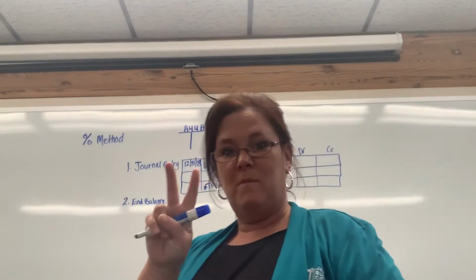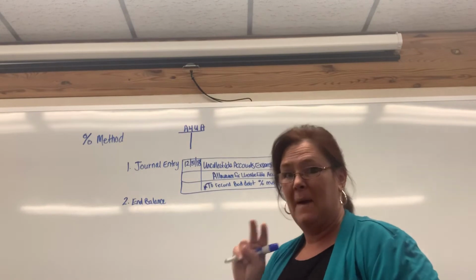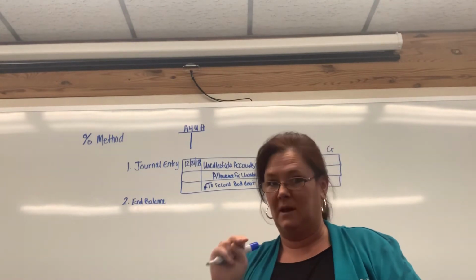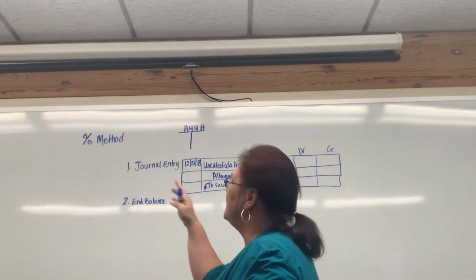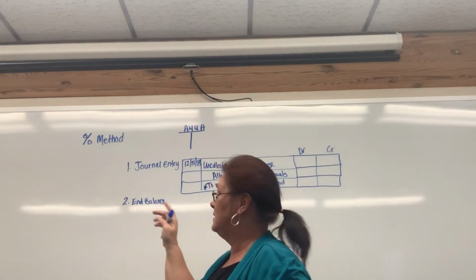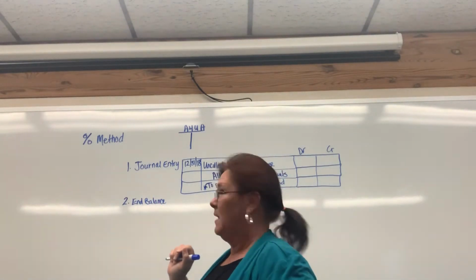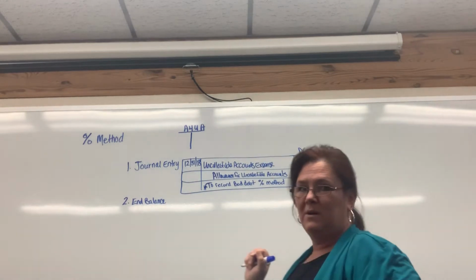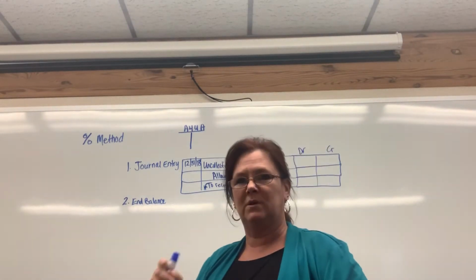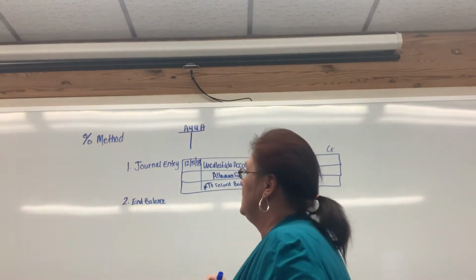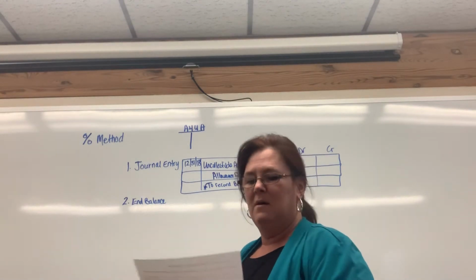All right, there are two methods for calculating bad debt, which is also called uncollectible accounts expense. The first method, as you read in your textbook, is the percent of net sales method. And the second one is the aging method. So let's really quickly walk through the percent of net sales method.